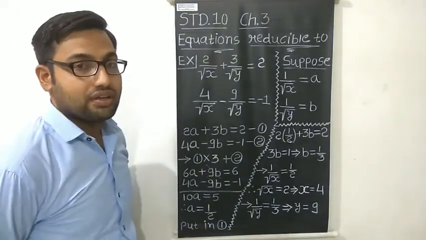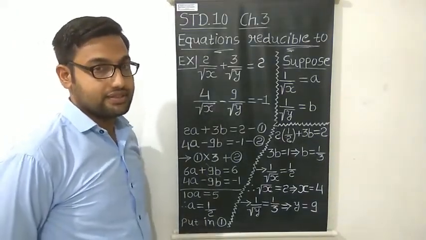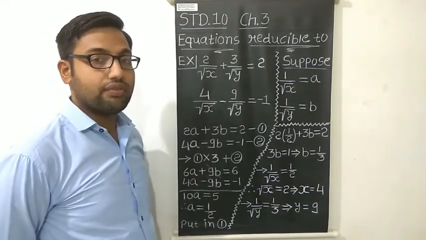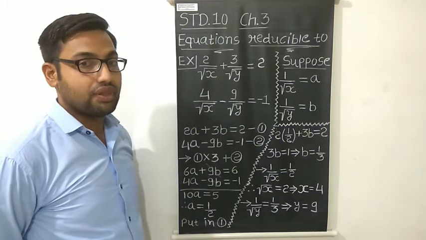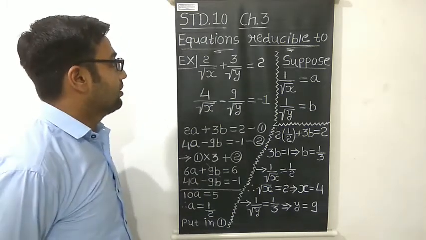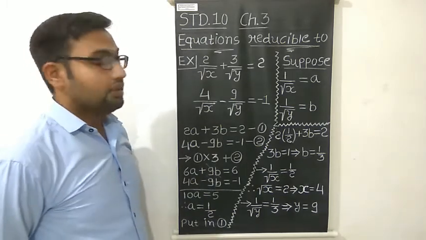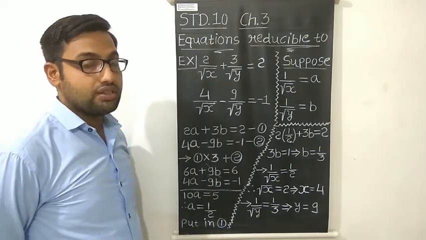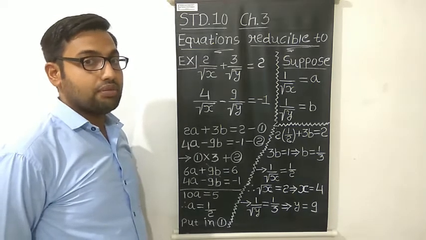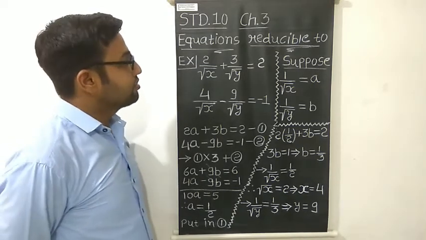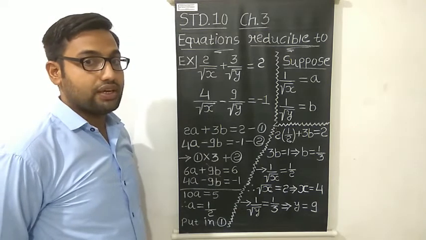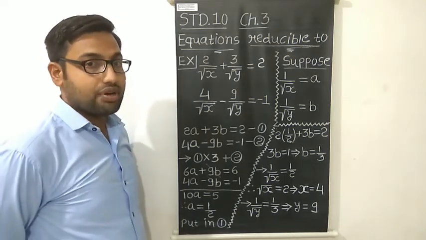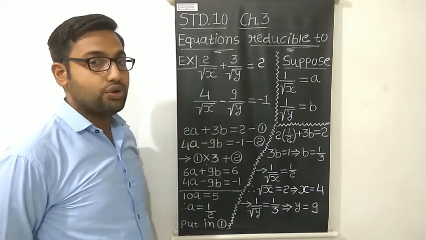Hello students. In previous lectures, we have studied different types to solve the pair of linear equations in two variables. So today we will study some examples that are not in the form of linear pairs, but we will reduce them to a pair of linear equations, right? This is the topic of standard 10, chapter number 3, pair of linear equations in two variables.